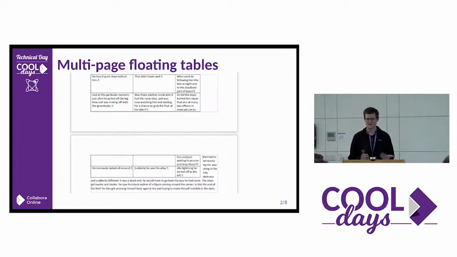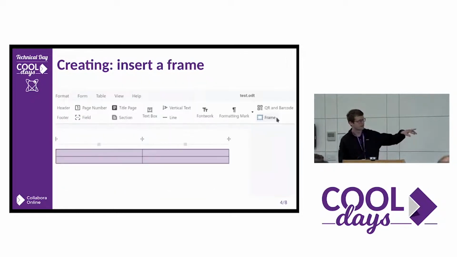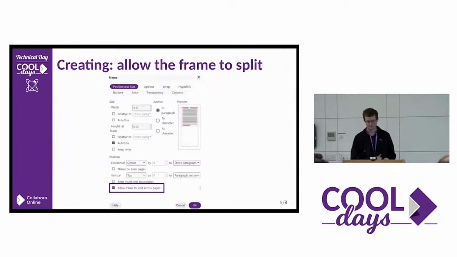And last year, the state was that to some extent we could render something like that, but you can't create it, you can't modify it, you can't delete it, you can't do anything with that. So what's new is that you can insert a normal table that was part of online for a while now, but now you can also turn the table to be inside the frame, which makes it a floating table. And then you can adjust the properties of this table in a frame to be a split table. And if you allow this frame to split across pages, then you get this multi-page floating table.